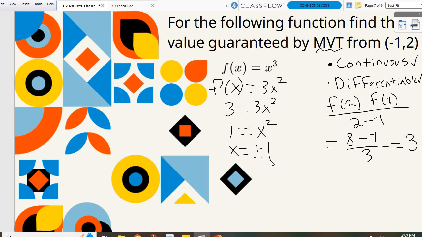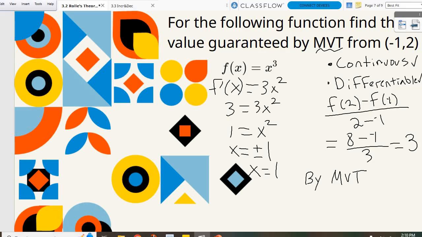Remember that our C value has to be between A and B. So are both -1 and 1 between A and B? No. Which one is between A and B? Positive 1. And then what's our last letter? Unit or state. State the theorem. Yeah, so we need to state it. So we would say by MVT. We don't necessarily have a unit because it's just an x value in this case, but it's a good thing to recall.